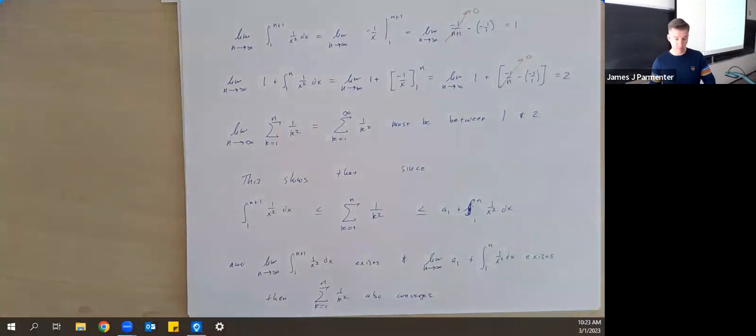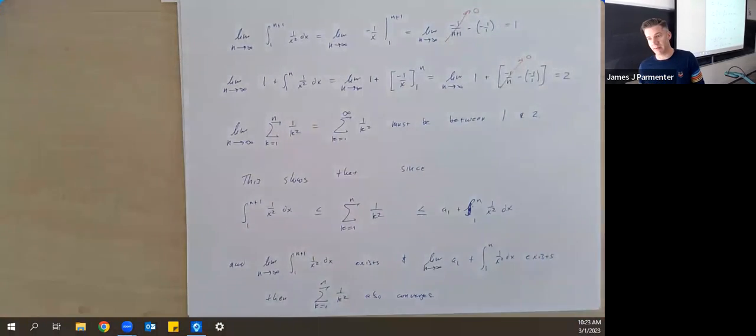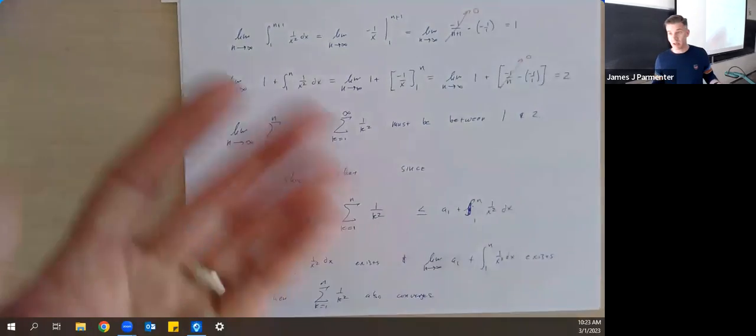Now I will point out, this doesn't actually say what the series adds up to, right? We're just saying we know it's between 1 and 2. We don't actually, well, we do actually know what it is because someone else found it using some other method, pi squared over 6, I think, which is certainly between 1 and 2, but we don't actually know the value. So long story short, the P series works.